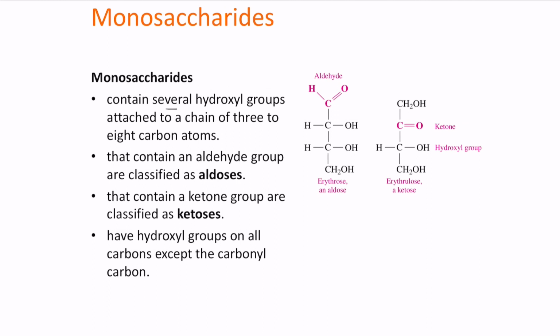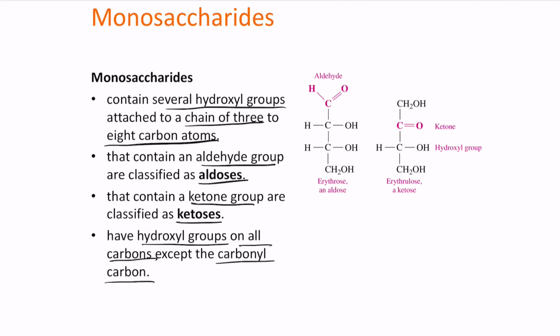Now, monosaccharides contain several hydroxyl groups attached to a chain of 3 to 8 carbon atoms. The ones that contain the aldehyde group are called aldoses, and the ones that contain the ketone group are called ketoses. They have hydroxyl groups on all the carbons except for the carbonyl carbon, which is the one that contains either the ketone group or the aldehyde group. For example, this structure is an aldehyde structure, so it is an example of an aldose. The name of this sugar is erythrose. This is an example of a sugar containing a ketone group, so it is called a ketose. So the names are aldose and ketose. Remember, the ose ending represents that it's a sugar.